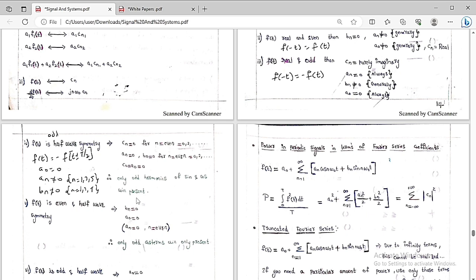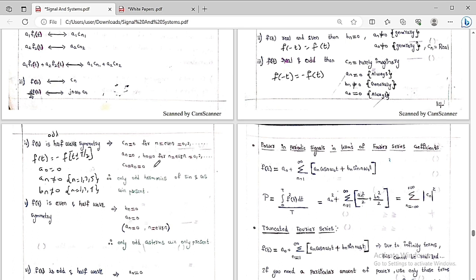Now you can see clearly, if an is not equal to 0 for odd values of n and bn is not equal to 0 for odd values of n, we can also say that an and bn are equal to 0 for even values of n. So Cn is equal to 0 for even values of n. Even values of n means n starting from 0, 2 and goes on. Or we can say Cn is not equal to 0 for odd values of n, that is n equal to 1, 3, 5 and goes on.